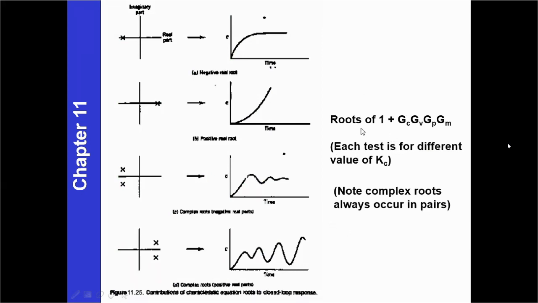So for roots of 1 plus GcGvGpGm, the y-axis is the imaginary part and the x-axis is the real part. The first one here has negative real roots like this, then positive real roots, complex roots with negative real parts, and also complex roots with positive real parts. That's how it looks. This is considered as the contributions of the characteristic equation roots to the closed loop response.